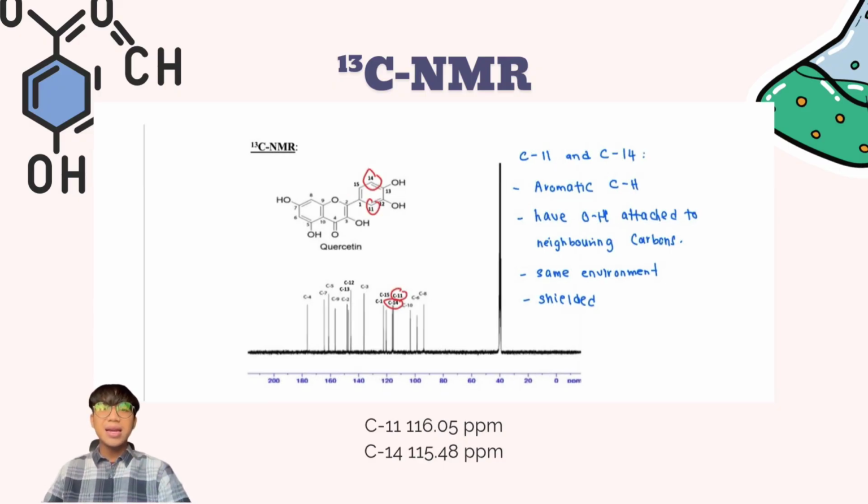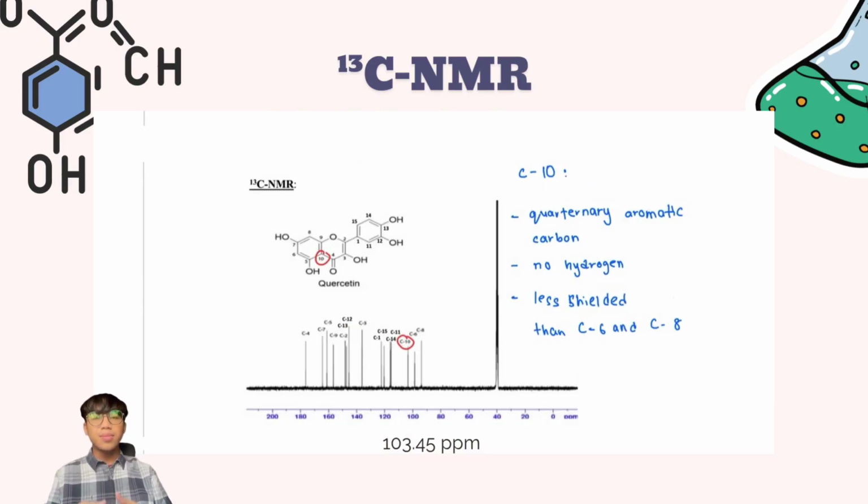Carbon number 11 and carbon number 14 are aromatic carbons that have similar chemical shifts. The slight difference in chemical shift is due to their position from the quaternary carbon. Since the quaternary carbon attaches the aromatic ring to the heterocyclic ring containing the carbonyl group, it will de-shield the carbon at the ortho position, which is carbon number 11, and the chemical shift is slightly higher, which is 116.05 ppm. On the other hand, carbon number 14 is more shielded, which is 115.48 ppm.